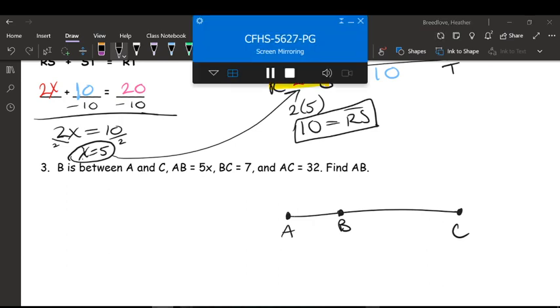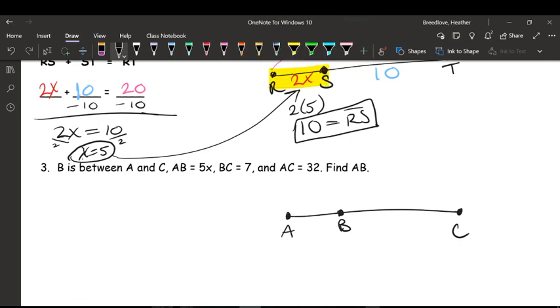Or if I want, I could write segment AB plus segment BC equals segment AC. Because once I draw my line, I can tell what that equation is going to look like. I don't know what pieces I have yet, but if you prefer the equation method over the number line method, then there you go. So now I'm going to look at the information I have.